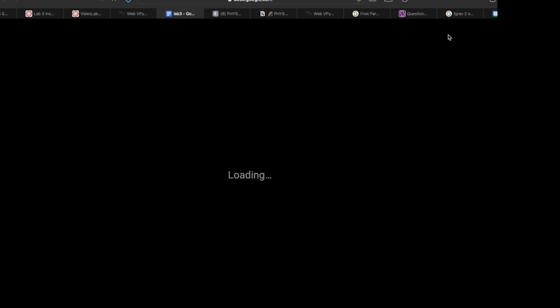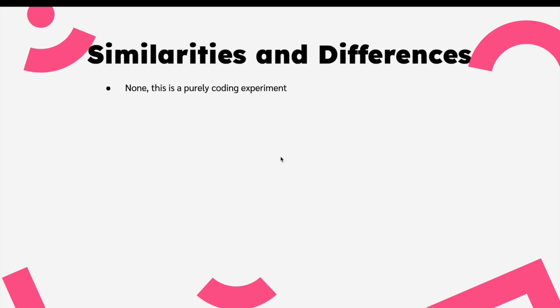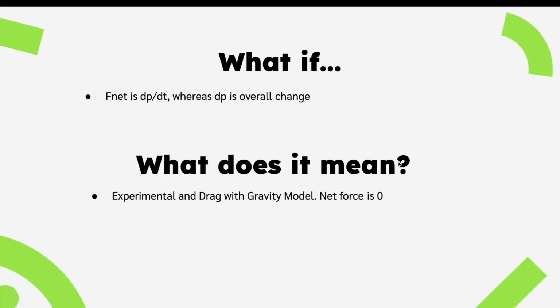Okay, and then the similarities and differences. Well, this was a purely coding experiment, so we didn't have anything to compare it to. For the what-if questions, the difference between the parallel and perpendicular components of the change in momentum versus the Fnet parallel components is that Fnet is change in momentum over change in time, whereas the change in momentum is just the overall change, the absolute change.